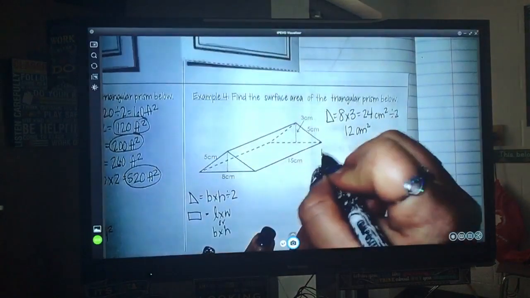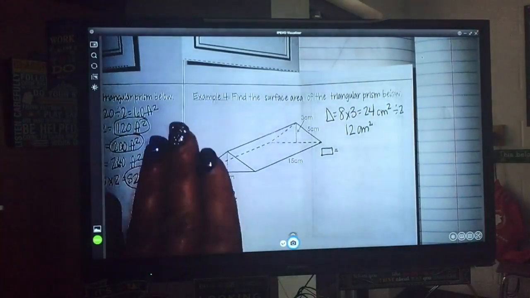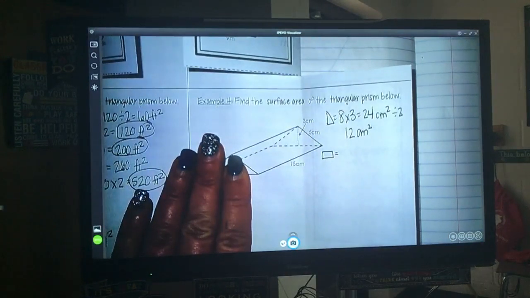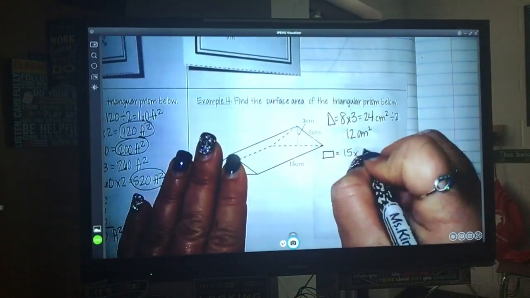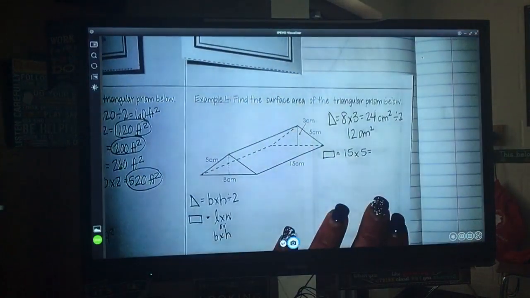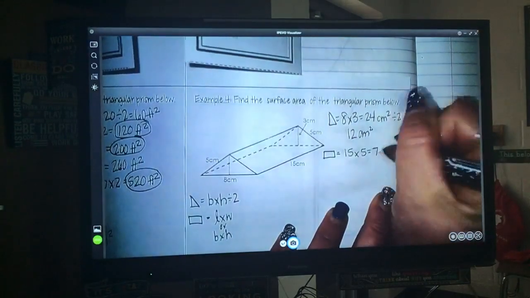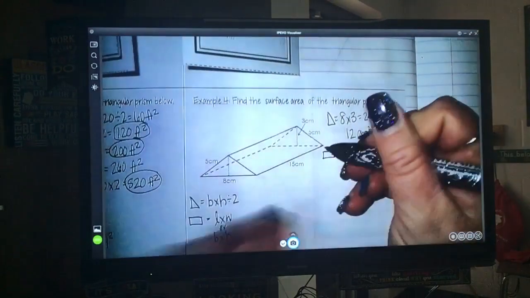All right, rectangle. Which rectangle do we want to do? Let's look at the front one. What are the 2 numbers? Brock. 15 times 5. Raise your hand and tell me what is 15 times 5. Jeremiah. 75. 75 centimeters squared. Perfect. All right, so that's the front one.